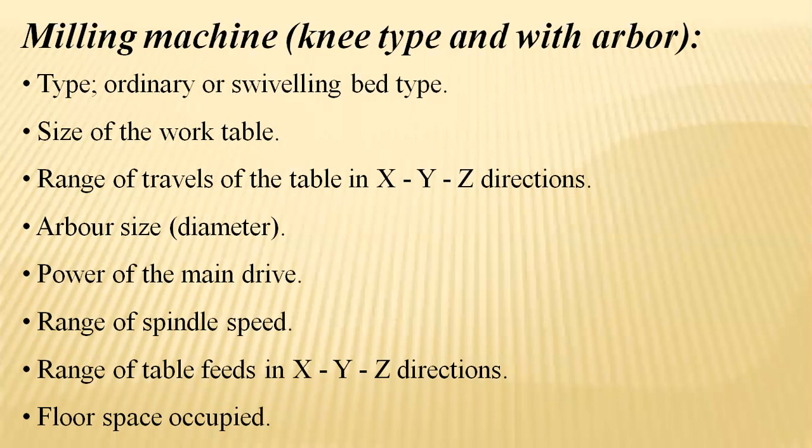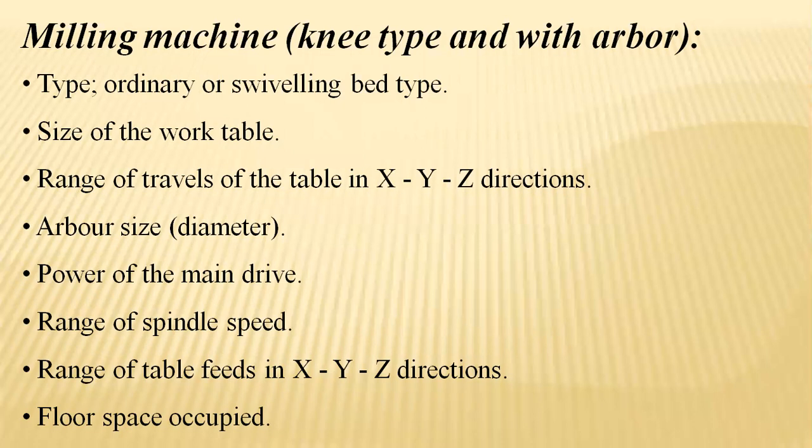And size of the work table, range of travels of the table towards the multi-dimensional directions, that is global coordinate units. So we all know that the global coordinates in the sense X, Y, and Z, three different mutually perpendicular axes. Three-dimensional coordinate system or global coordinate system or universal coordinate system. So these three nomenclatures will specify the same thing. There is X, Y, and Z directions.